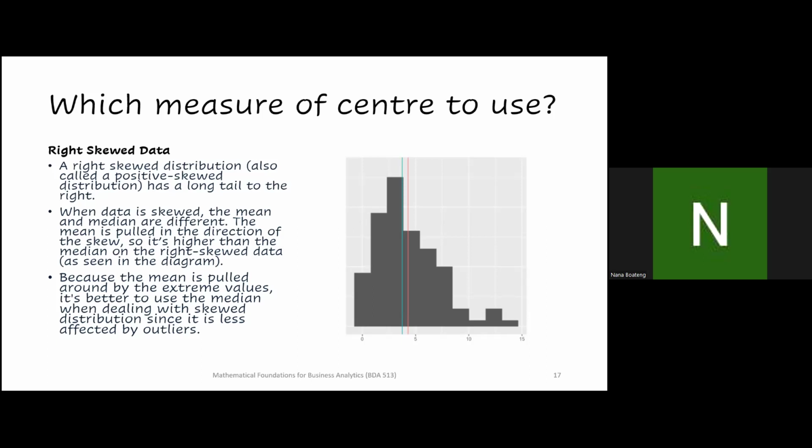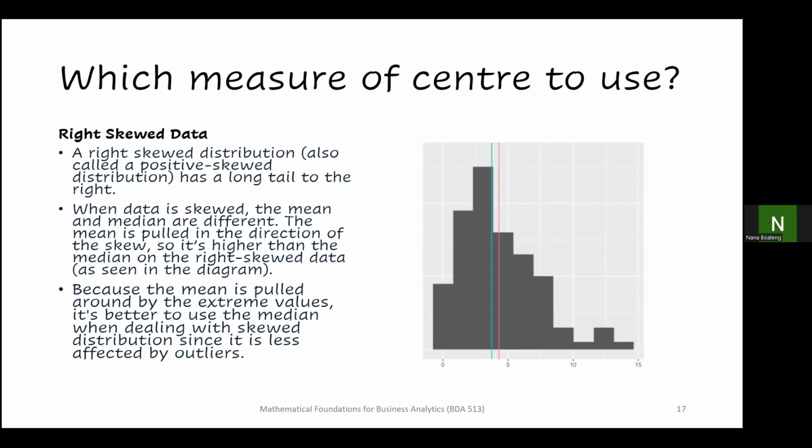So when you have right-skewed data or left-skewed data, it's better to use your median, because the mean is affected by the values either to the right or to the left. So when you have skewed data, do well to use your median as your measure of center instead of the mean. Any questions about the right-skewed data or the left-skewed data?